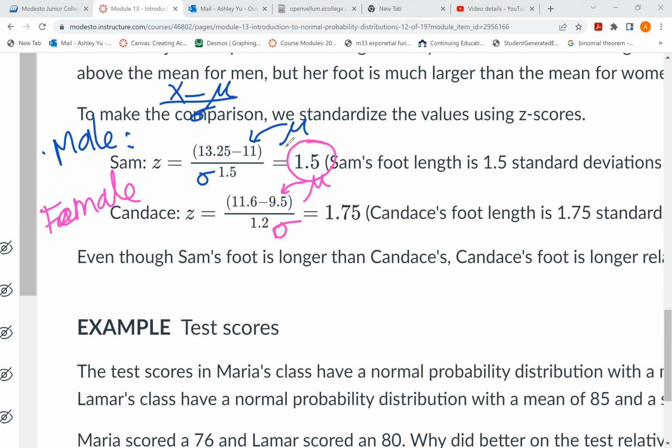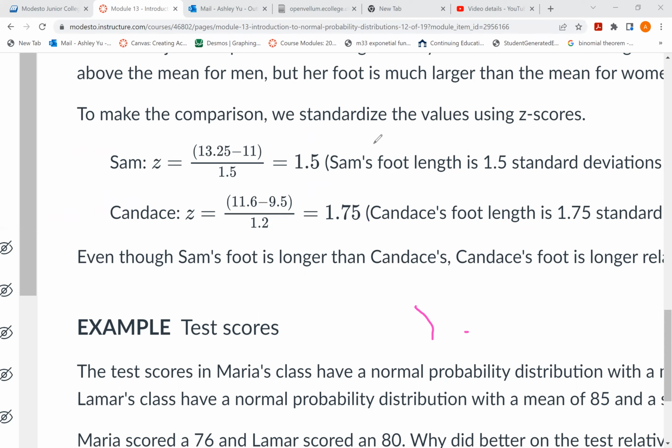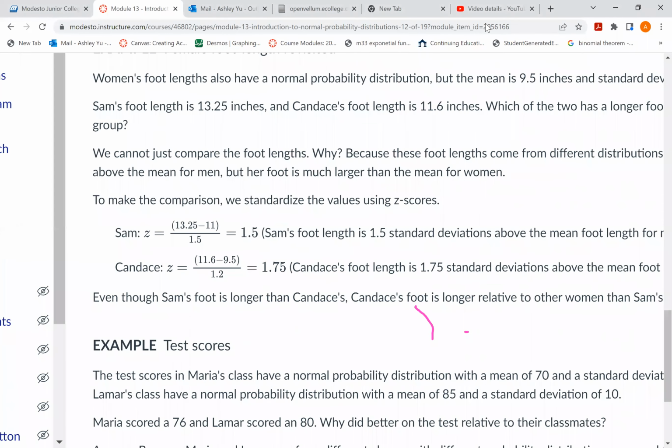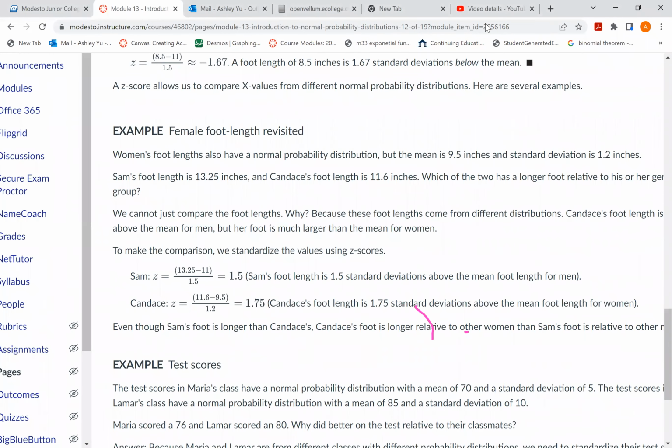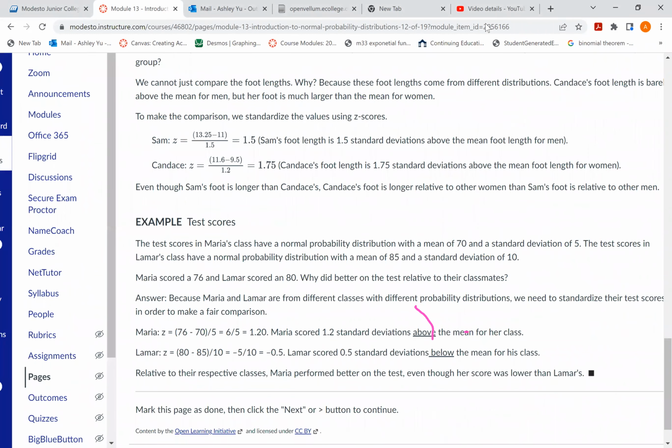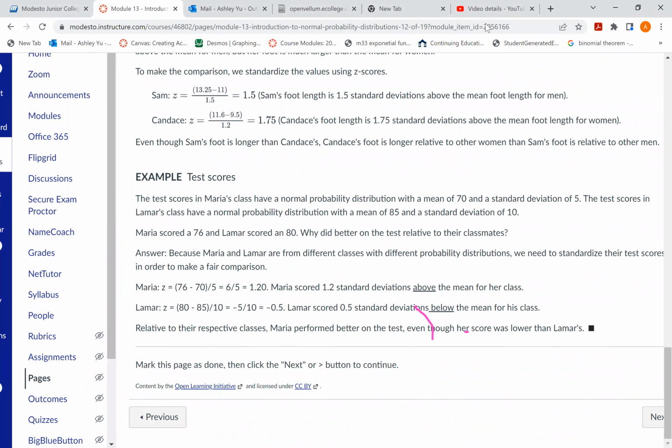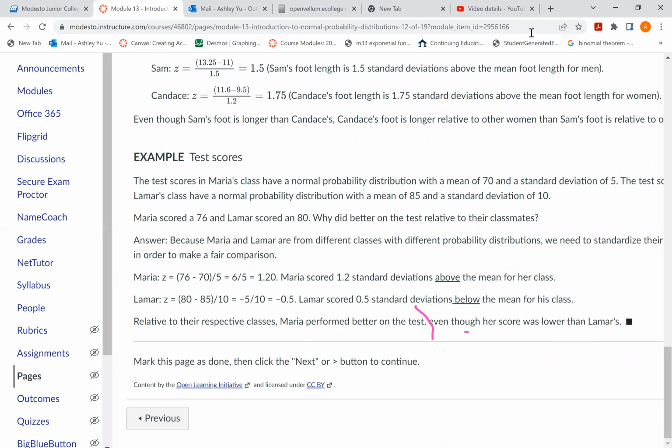And I know it's above because I get a positive z-score and because his foot length is greater than the average. And then Candace, when you calculate hers, she has 1.75. Her foot length is 1.75 standard deviations above the mean because her z-score is larger than his. Candace's foot length is longer relative to other women. That's how we would compare, because I'm not really comparing Sam's foot length to Candace's foot length. I'm just comparing Candace's foot length to the other female foot lengths and Sam's foot length to the other male foot lengths, if that makes any sense, hopefully.